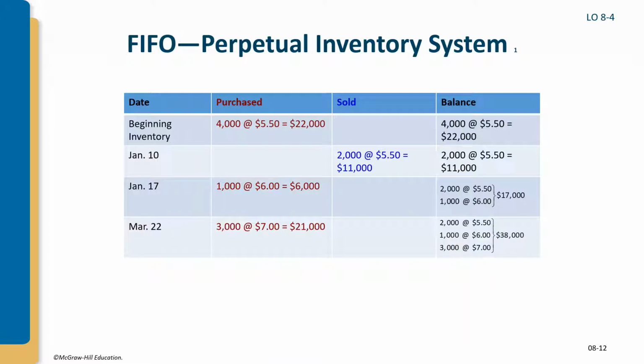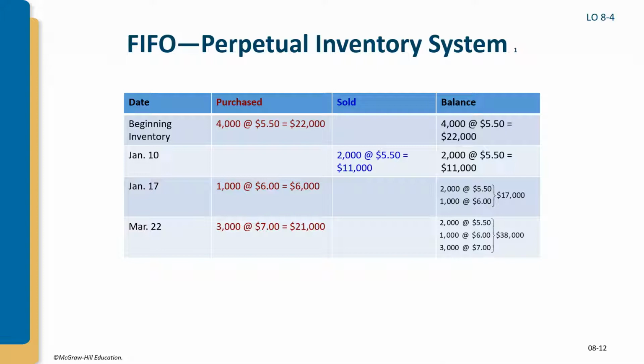First in, first out under perpetual is a little different because we're removing it as we're selling it. So we have to keep track of purchases and sales as they occur, just like we did for the weighted average when you're under perpetual system. But we're still using the same assumption. The oldest inventory at a sale is removed first. So 4,000 units is where we start the beginning of the year. That says it's in purchases, but it shouldn't be.